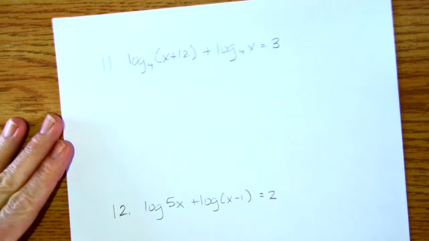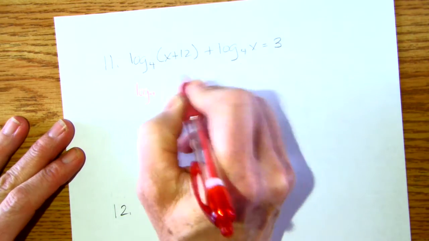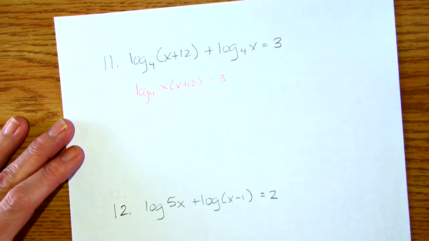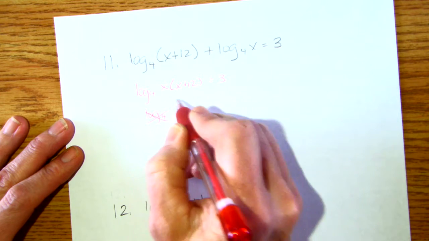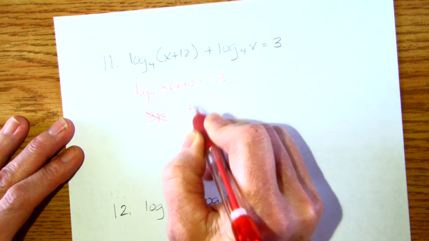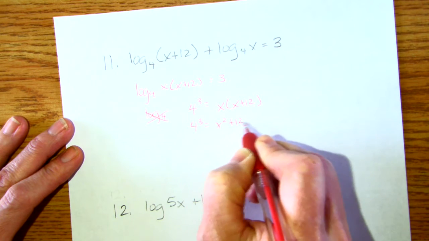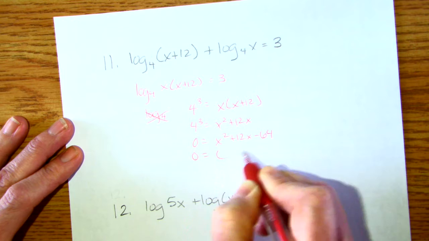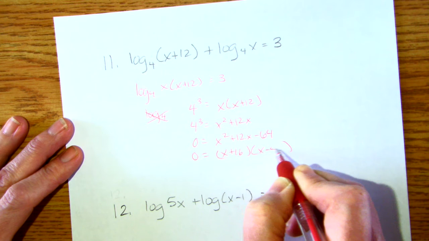Now we're going to use properties of log and the definition. So remember, I have a sum of two logs. So what did that look like before? That was a product. I'm going to put the x first. So all I did was condense this. And then I have log base 4. Actually, I'll use the definition right now. 4 cubed equals x times x plus 12. So what do I have? A quadratic. 4 cubed is 64. Factor, I believe 16 and 4 works, x plus 16, x minus 4.